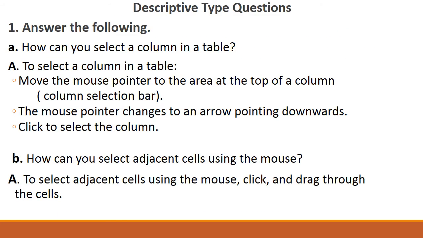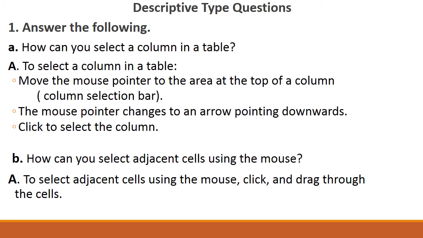Now we are going to start descriptive type questions of this exercise. The first question is: answer the following. Part A. How can you select a column in a table? And the answer is: to select a column in a table, move the mouse pointer to the area at the top of a column. That is actually called the column selection bar. The mouse pointer changes to an arrow pointing downwards. Click to select the column.